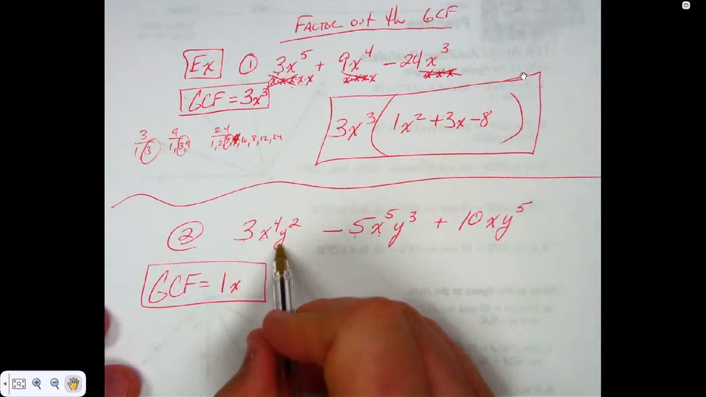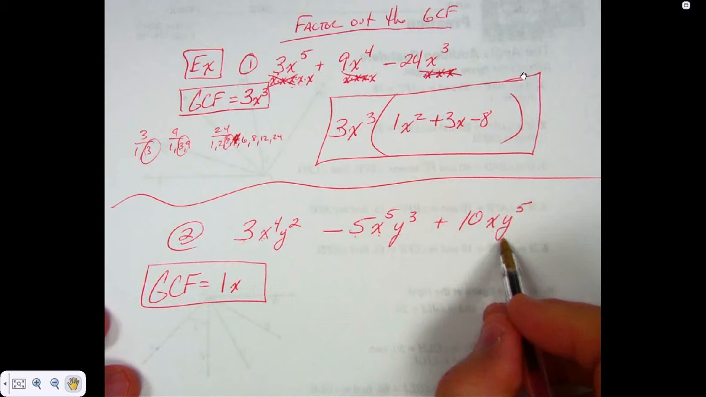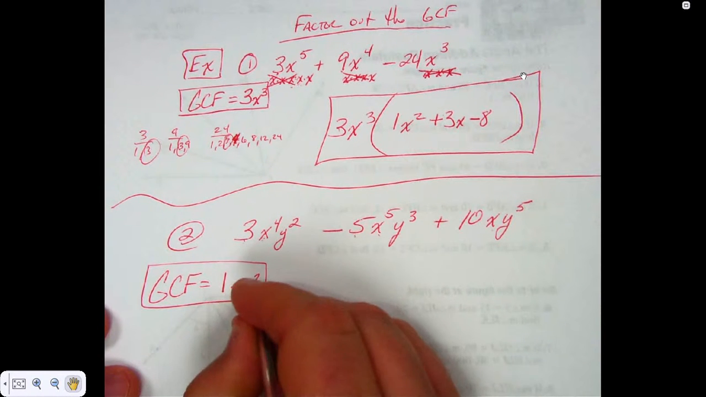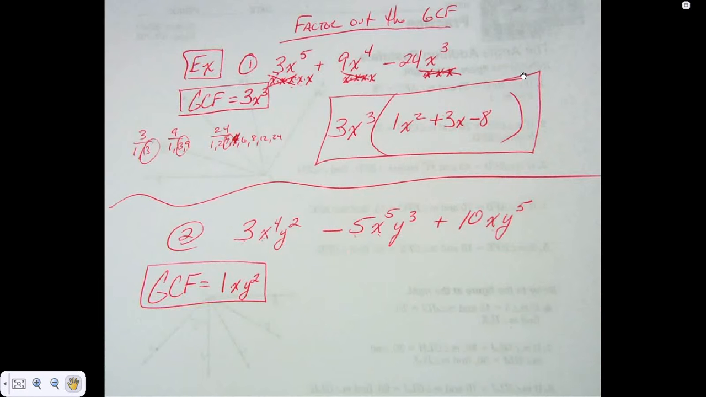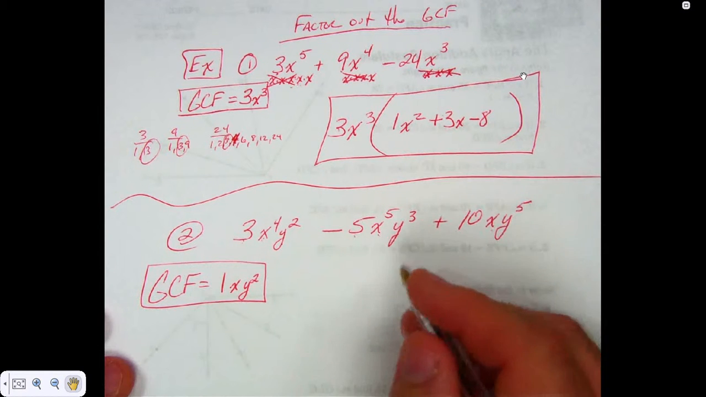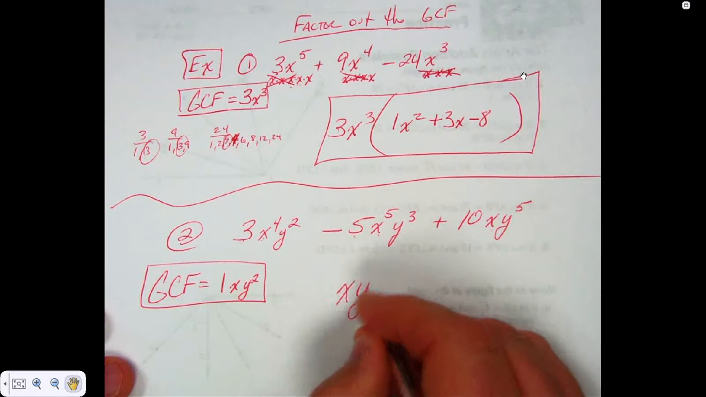Well, how many y's do they have in common? How many here? How many here? How many here? At least, they have at least how many in each one? 2. So now you've taken care of all the variables, haven't you? It's just a matter of now factoring them out.